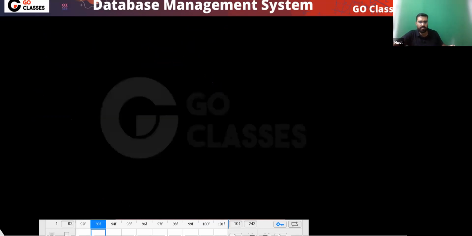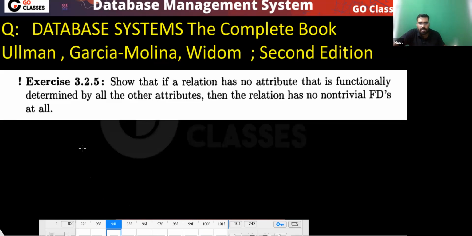Let's move on. Let's see this question. Show that if a relation has no attribute that is functionally determined by all the other attributes, then the relation has no non-trivial FD at all. This is a nice question. See what the question is saying: if a relation has no attribute that is functionally determined by all other attributes combined.